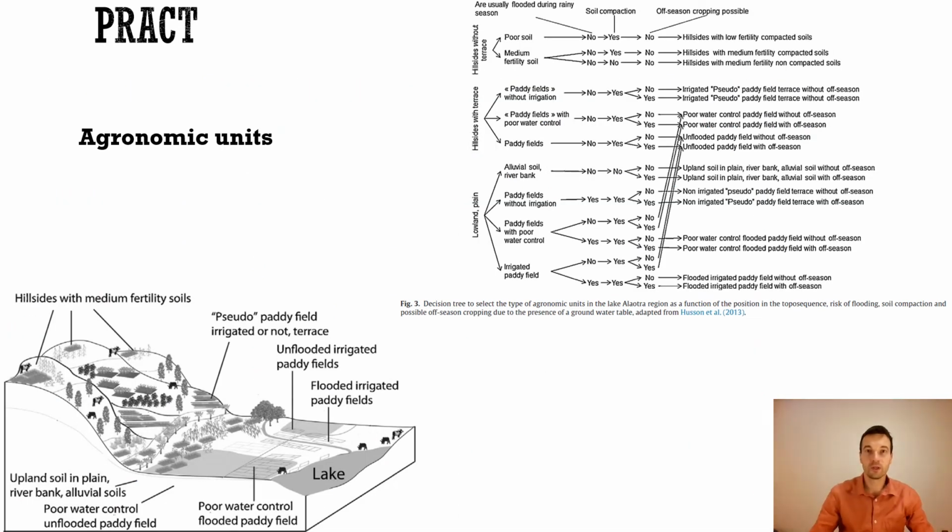For the focus region in Madagascar, authors defined 17 agronomic units, which are described by the position in the toposequence, soil fertility and compaction, the drainage or waterlogging status, potential for irrigation management, the possibility or not to support the growth of an off-season cover crop.